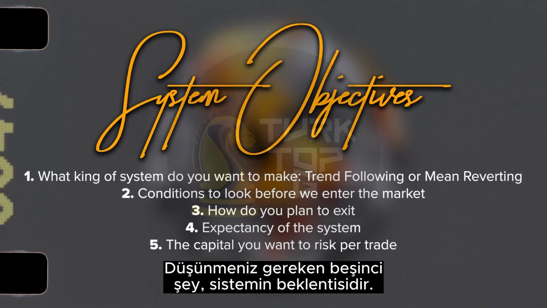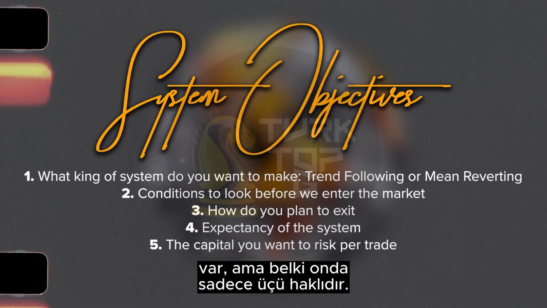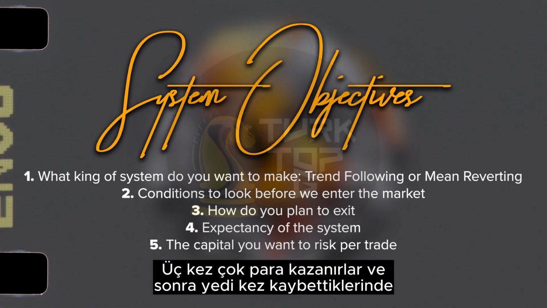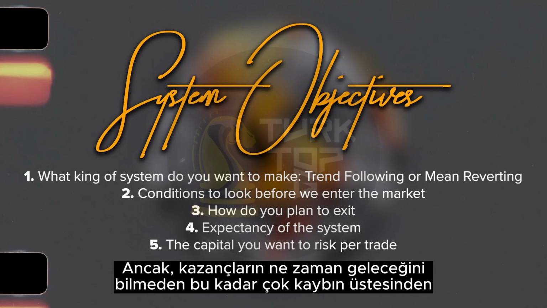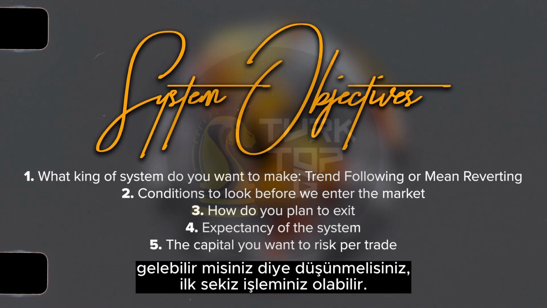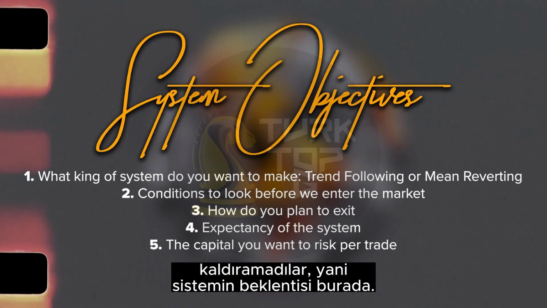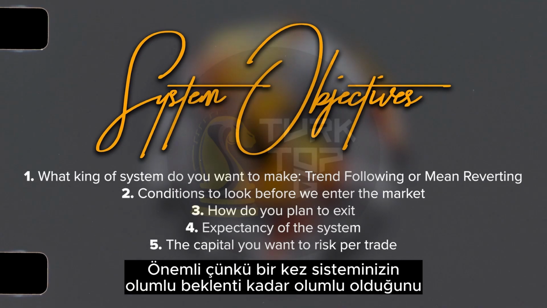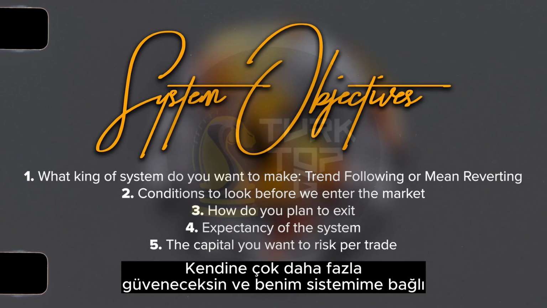The fifth thing you have to think about is the expectancy of the system. There are some systems that do really well, but maybe they only win 3 out of 10 times. Those 3 times they make a lot of money, and then 7 times they only lose a small amount, right? That system can work, but you have to think, can you handle that many losses, not knowing when the wins will come? It might happen that your first 8 trades are a loss. The wins are about to come, but they haven't yet. Can you handle that? So that's why the expectancy of the system is important, because once you know that your system has positive expectancy and you're supposed to make profits over 1,000 trades, you will be a lot more confident and you will stick with it.